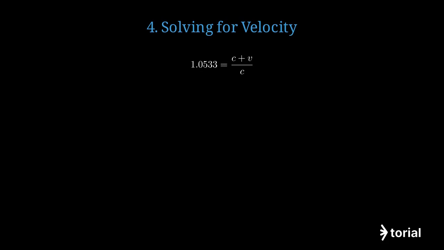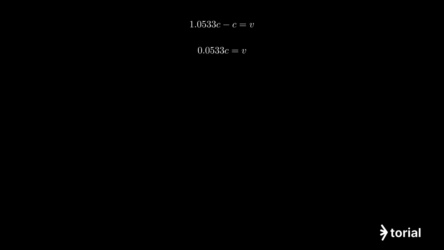Starting with our equation, 1.0533 equals (c plus v) over c. Multiplying both sides by c gives us 1.0533 times c equals c plus v. Subtracting c from both sides, 1.0533 c minus c equals v. This simplifies to 0.0533 times c equals v.